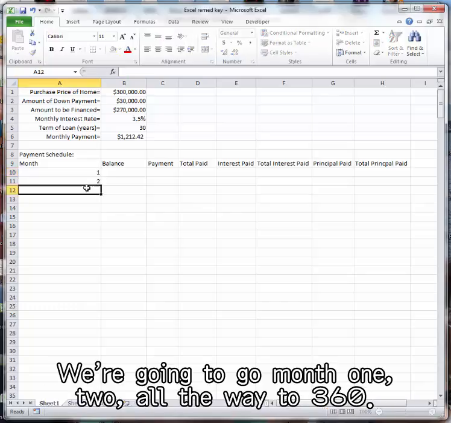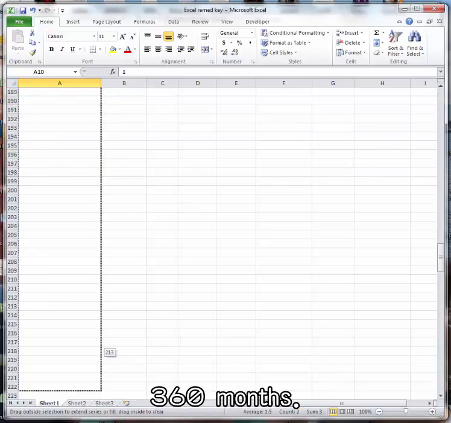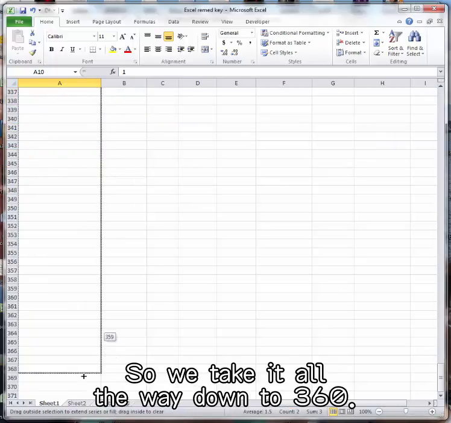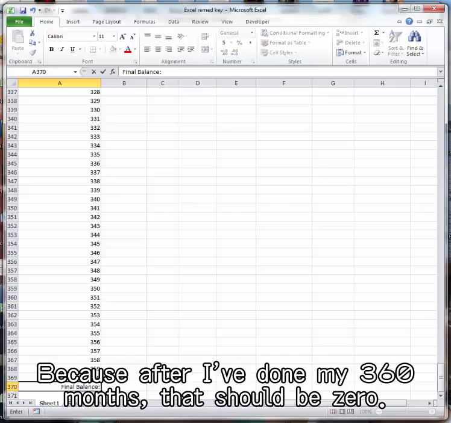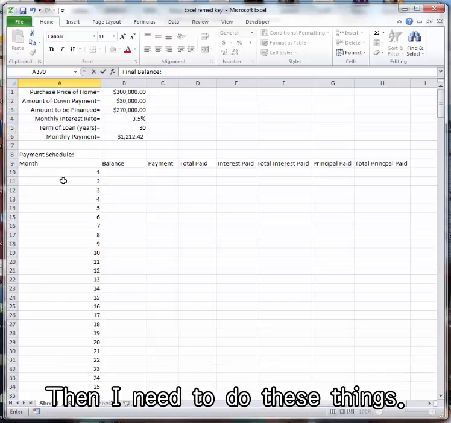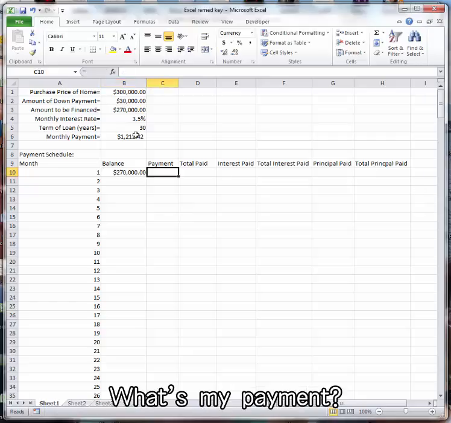So here's our payment schedule. We're going to go month 1, 2, all the way to 360. Buying a house is a serious purchase. 360 months. So we take it all the way down to 360, and down below that I'm going to say final balance, because after I've done my 360 months, that should be 0. Then I need to do these things. What's my balance to start? My balance to start is whatever I'm financing. So it's $270,000.